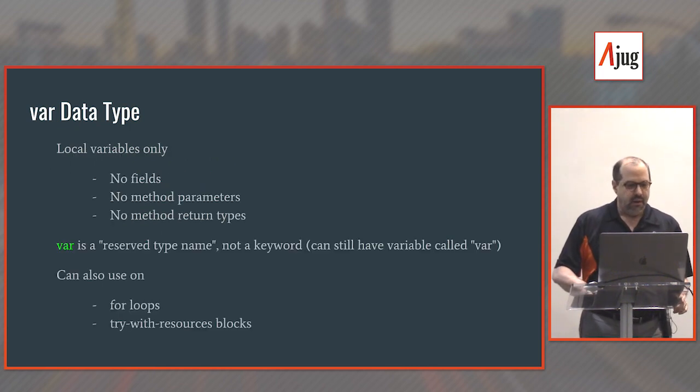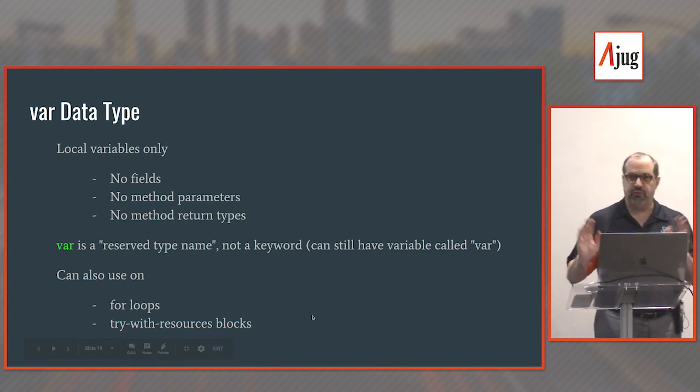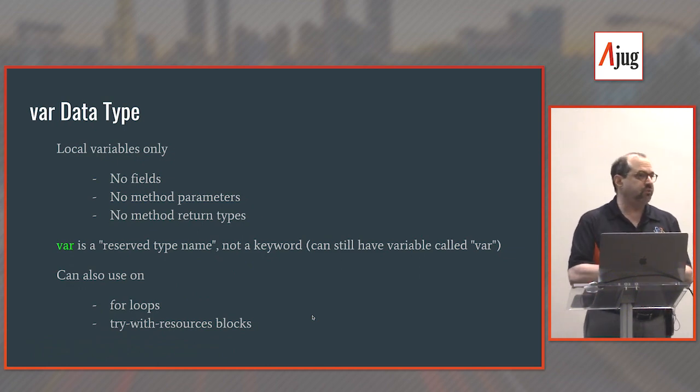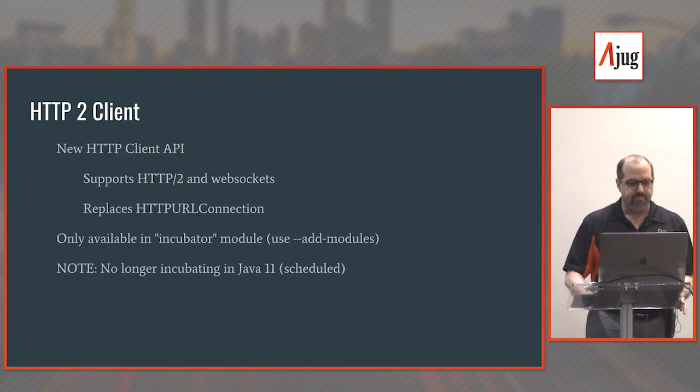All right. Yeah, again, no fields, no parameters on methods, no return types. You can use it on for loops and try with resources blocks, which will shorten your code a little bit.